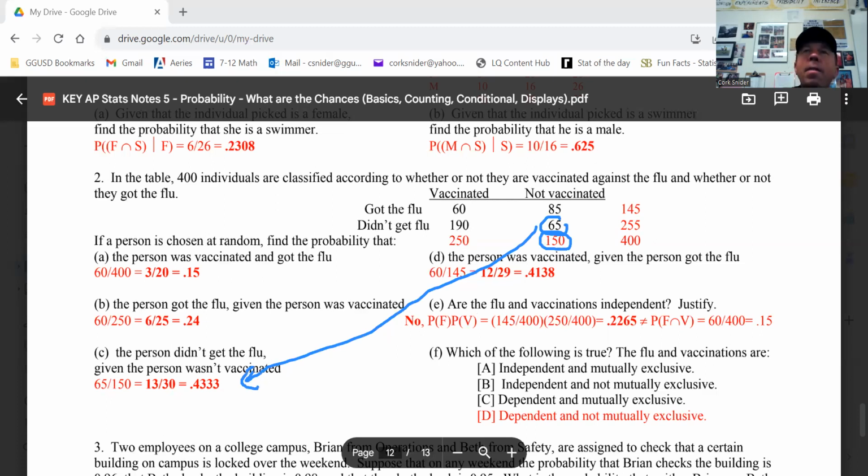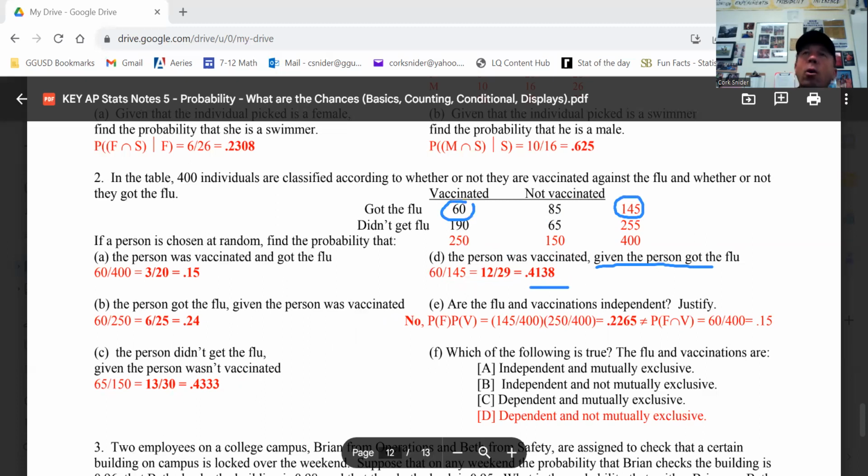And then item D right here, the person was vaccinated given that the person got the flu. So given they got the flu, that's 145 people. And by the way, the given, if you haven't figured it out, is the denominator. The numerator is the first part. The person was vaccinated, so that's right here. And then you can make that into a decimal.